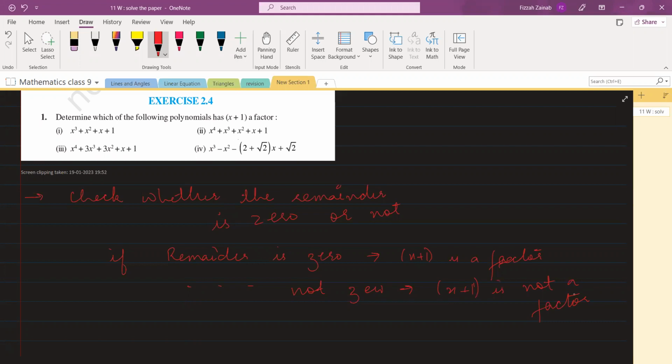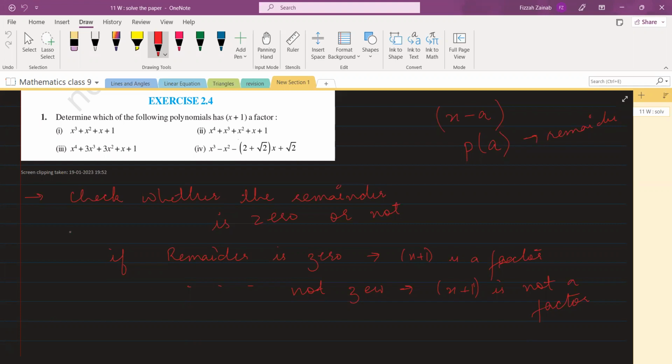Okay, now how to find the remainder? That's the question. This you also know from the remainder theorem: when x minus a is a factor, the value of the polynomial at a is your remainder. This is the way to find the remainder. We just find the value of the polynomial at this number, and this is the remainder. Now, if this is 0, it's a factor. If it is not 0, it's not a factor. Is it clear?